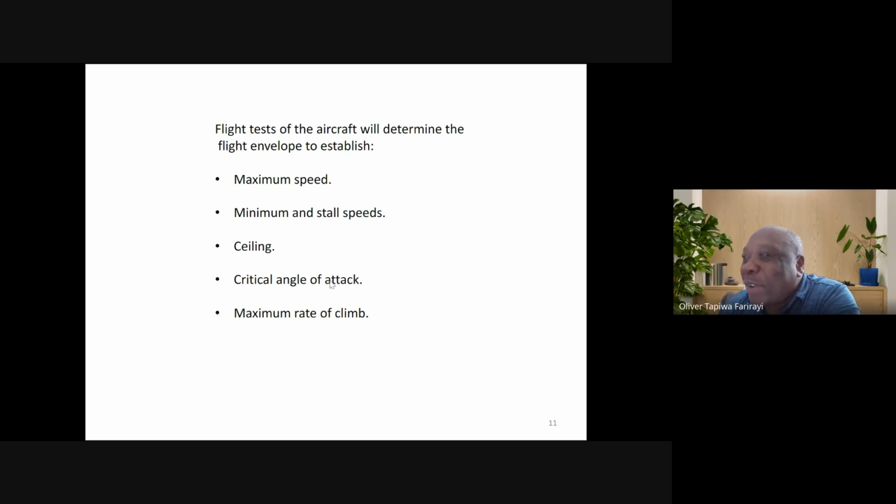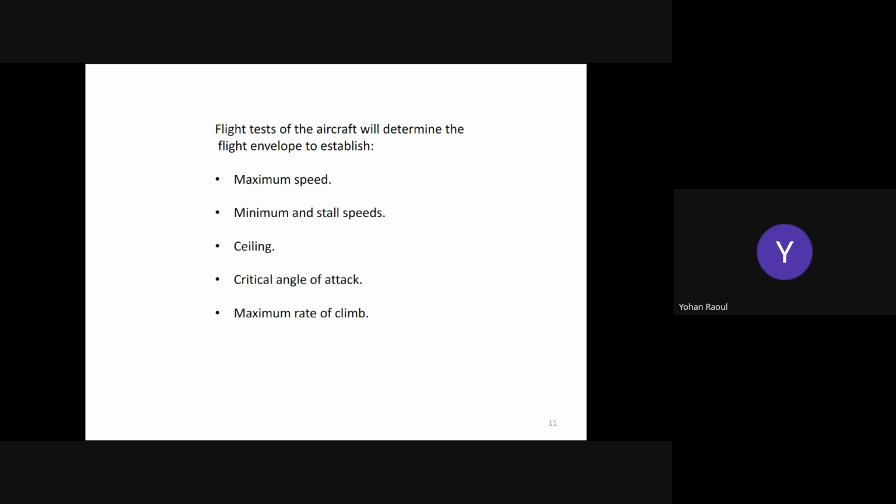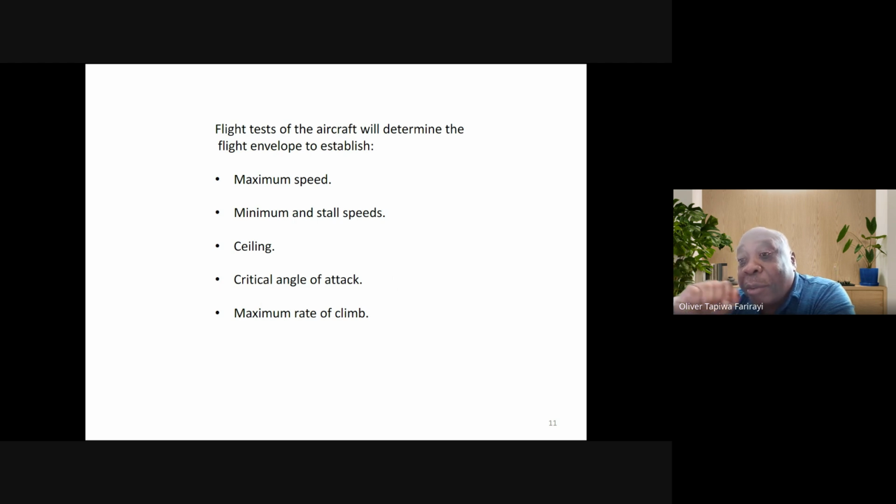So, critical angle of attack. What are we talking about here? The angle at which the aircraft will stall. If it goes beyond that, then you are going into the dangerous zone of stall. So, is the critical angle of attack going to be bigger or smaller when you are flying higher? Smaller. It's going to be very small. Remember, it's less dense there, less pressure, and it's colder.